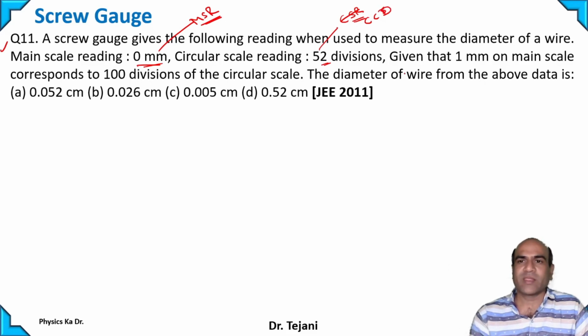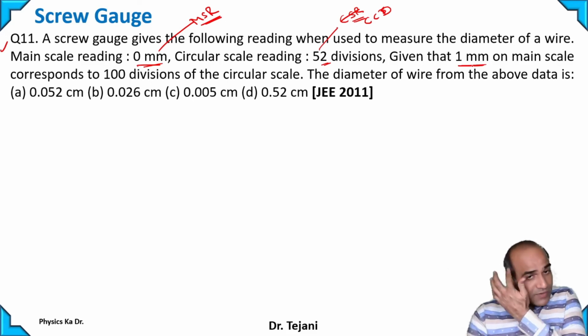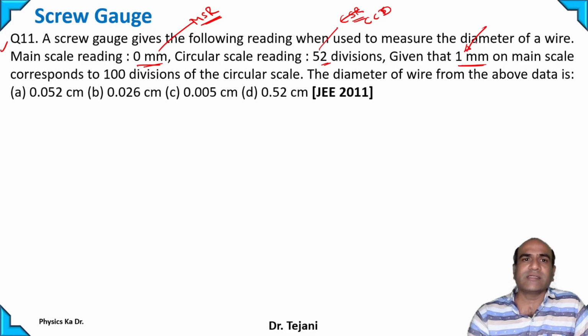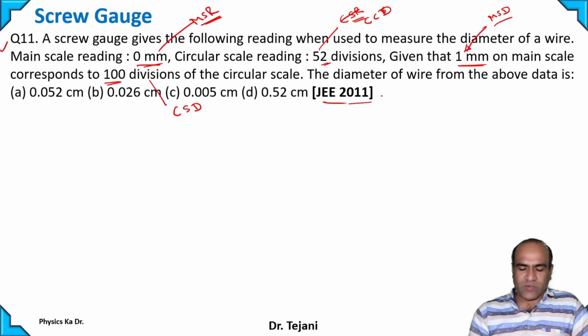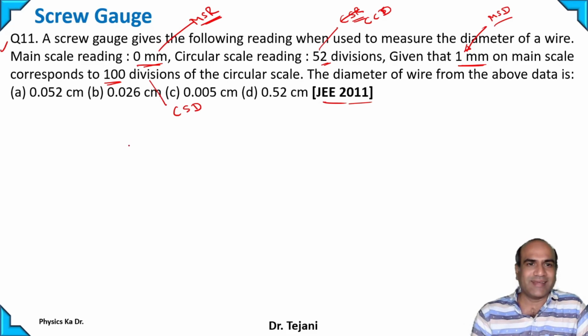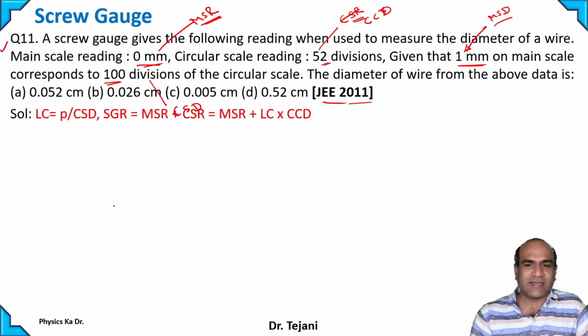We use CCD. Given that 1 millimeter on main scale corresponds to 100 divisions, that means one main scale division is the least count of main scale, and 100 becomes the circular scale division. So we need to measure the diameter of the wire. This question was asked in JEE 2011.